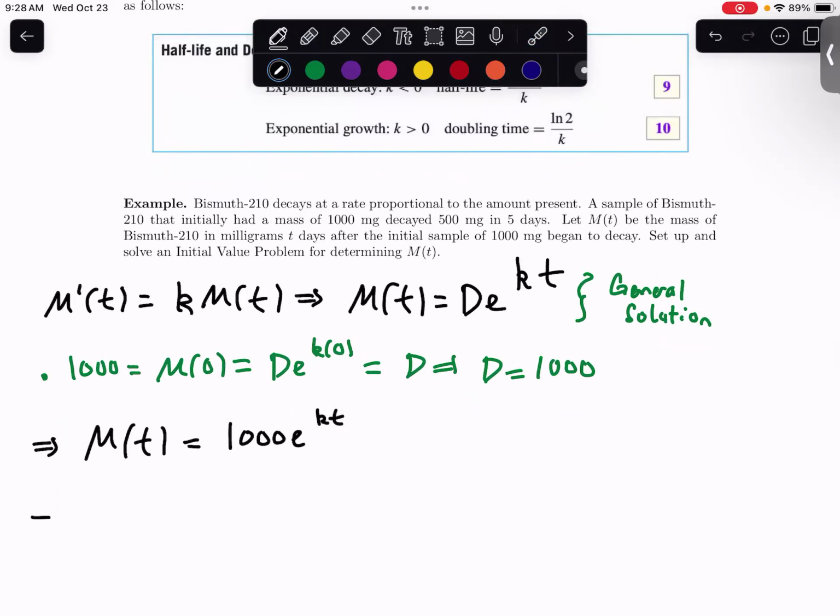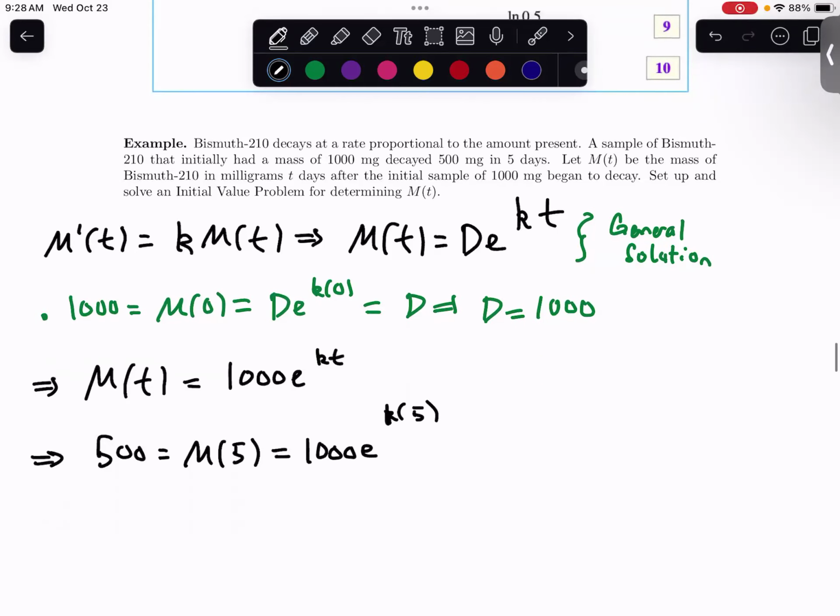So we have that after 5 days, the milligrams is equal to 500. So this is going to be equal to m evaluated at 5. We also know that this is going to be equal to 1,000 times e to the k times 5. And so now you just solve for k. Once you solve for k, we'll know what the particular solution is going to be. So you can divide both sides by 1,000. 500 divided by 1,000 gives you 1/2. This is equal to e to the 5k. You take the natural log of both sides to get that the natural log of 1/2 is equal to 5k.